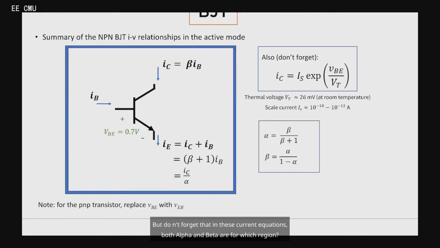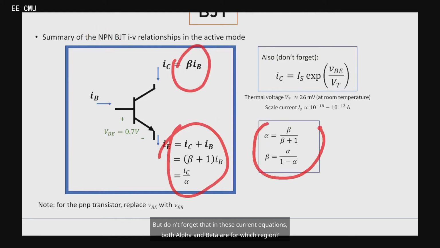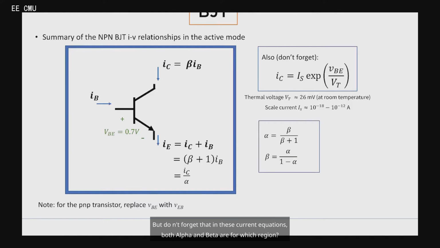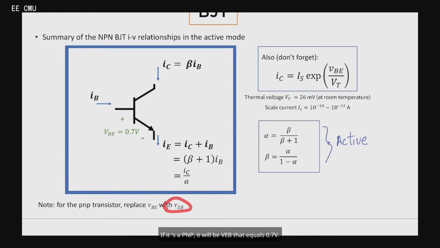But don't forget that in these current equations, both alpha and beta are for which region? The active region only. If it's in the saturation region, it can't be used. But don't worry, because in this course, we might need to be a little concerned when we bias it, to check if our BJT is in the active region or not. And don't forget, to make the BJT conduct current, the VBE here must be equal to 0.7 volts. If it's a PNP, it will be VB that equals 0.7 volts.